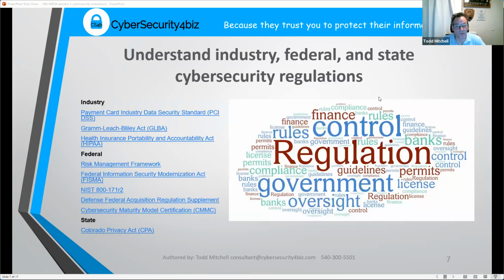So those are the basic principles of cybersecurity. Now what we want to take a look at is what kind of industry, federal, and state regulations affect this area. One thing that affects almost every business is the payment card industry's data security standard, the PCI DSS.